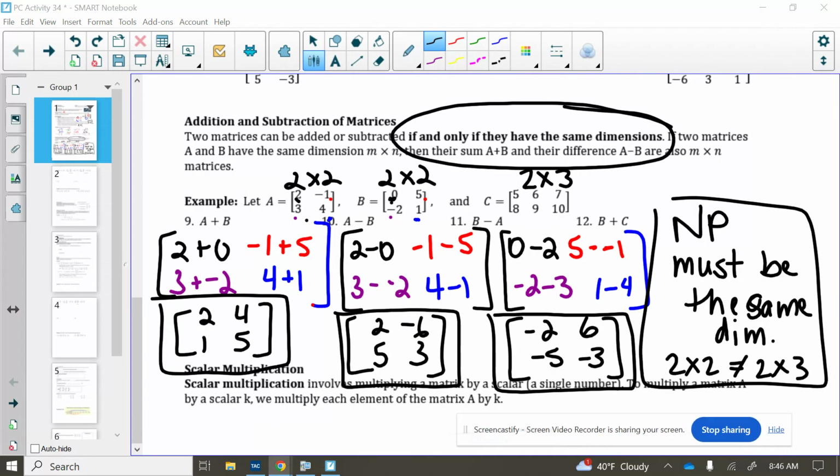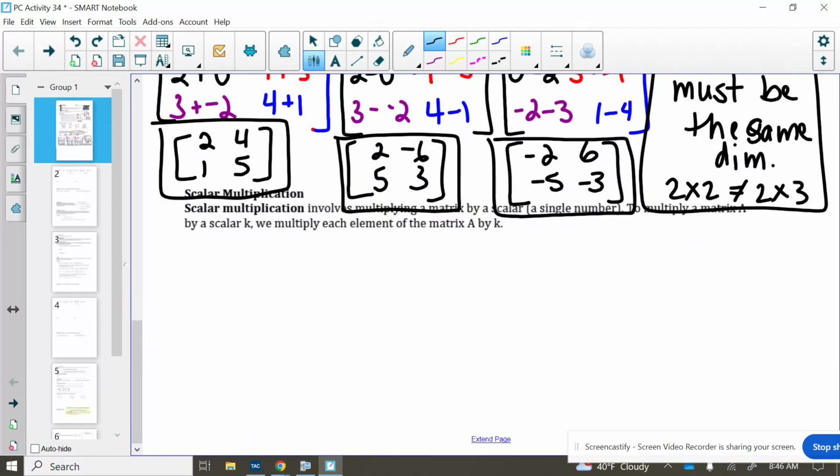Now when it comes to scalar multiplication, this is the idea that you are essentially distributing a scalar through your matrix. We have this matrix, we have some kind of scalar, and think about it, it almost gets distributed through to every single element in there by whatever that scalar might be.